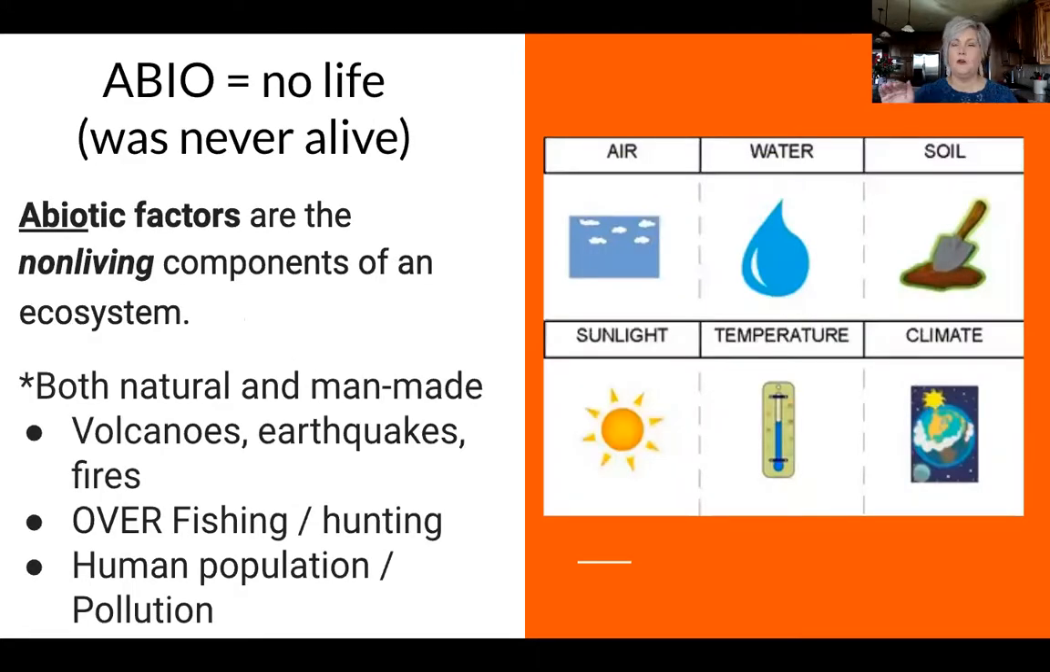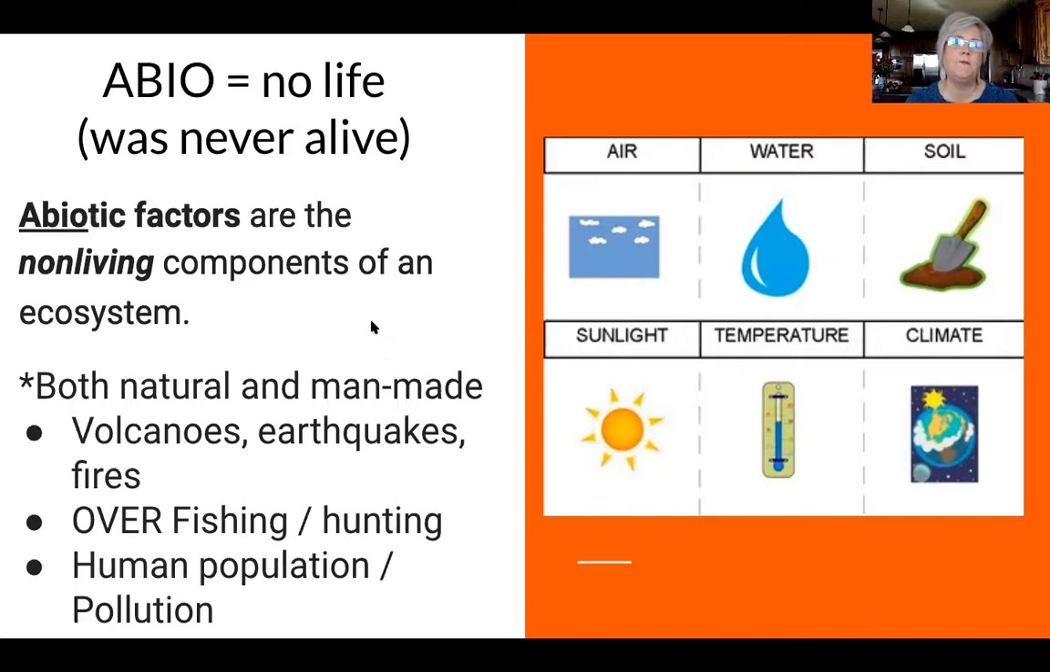Abiotic factors were never alive. They don't have any life in them at all. They're all non-living components of an ecosystem, and they can be natural or man-made. There are six of them: air, water, soil, and by soil, that's anything having to do with the earth, so rocks, mud, anything to do with the earth, okay? Sunlight, temperature, and climate. Abiotic factors can change based on natural and man-made scenarios.